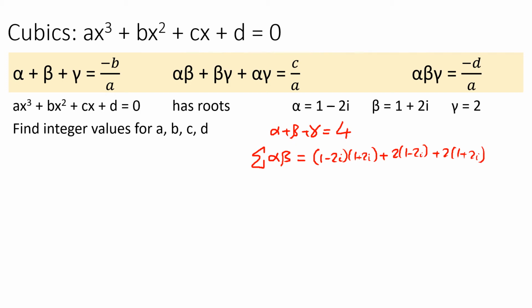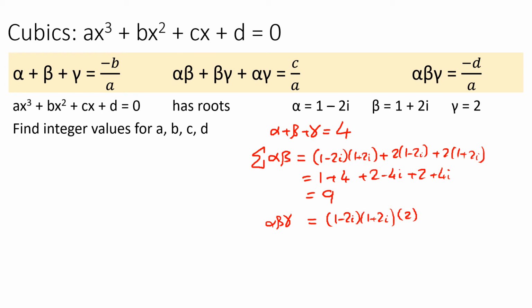And I could work those out as being, I think it's 1 plus 4 you'll get from that first expression, plus 2 minus 4i, plus 2 plus 4i, the i's obviously cancel out, and we'll end up with that being 9 overall. And lastly, the sum of the alpha beta gammas, well, that's just alpha beta gamma, which is going to be the three things times by each other, and we already have worked out that 1 minus 2i times 1 plus 2i is 5. We kind of did that here. So this is equal to 5 times 2. This is equal to 10.